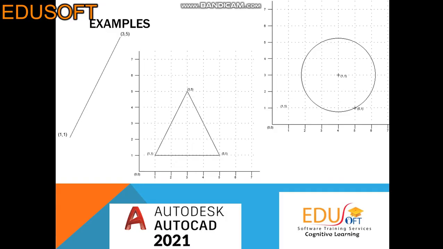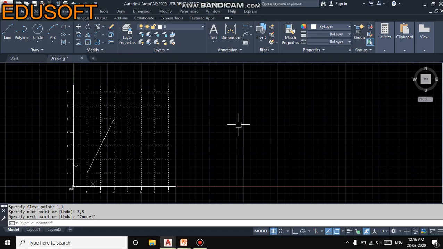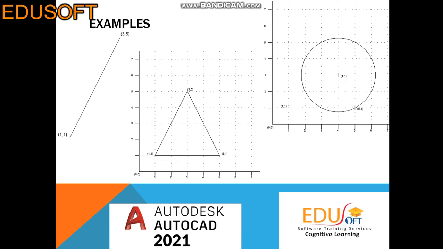Now we will go to the second figure in this example, that is a triangle. We have already completed one side, we will draw the other two sides. So the line will start from 3, comma 5. It will go to 5, comma 1. Again it will go to 1, comma 1 to complete that triangle. The triangle is completed. There is one more figure in that example. You can try by yourself to complete that circle.